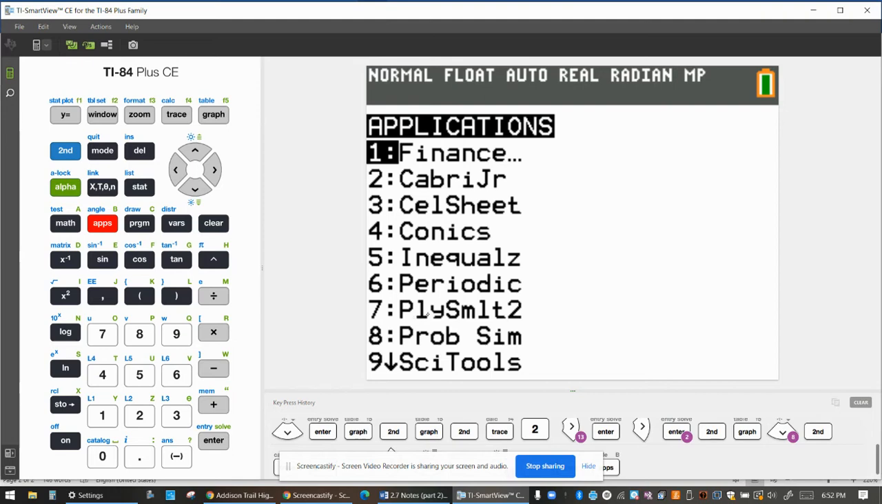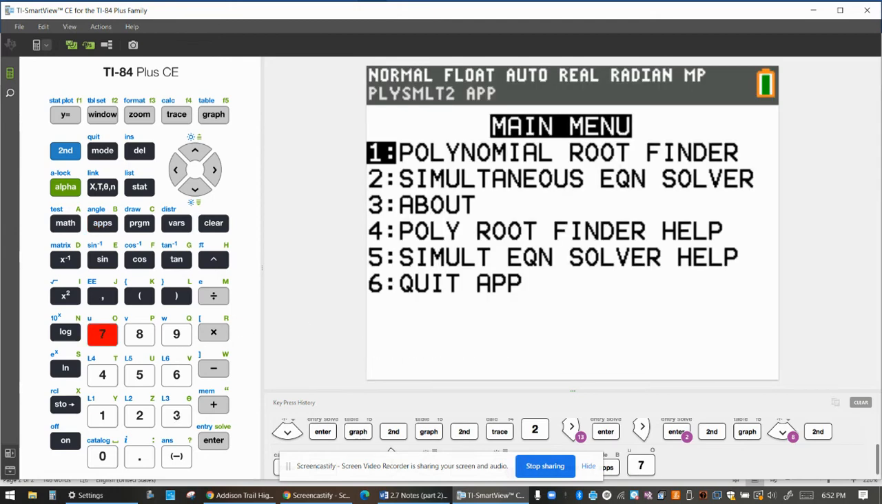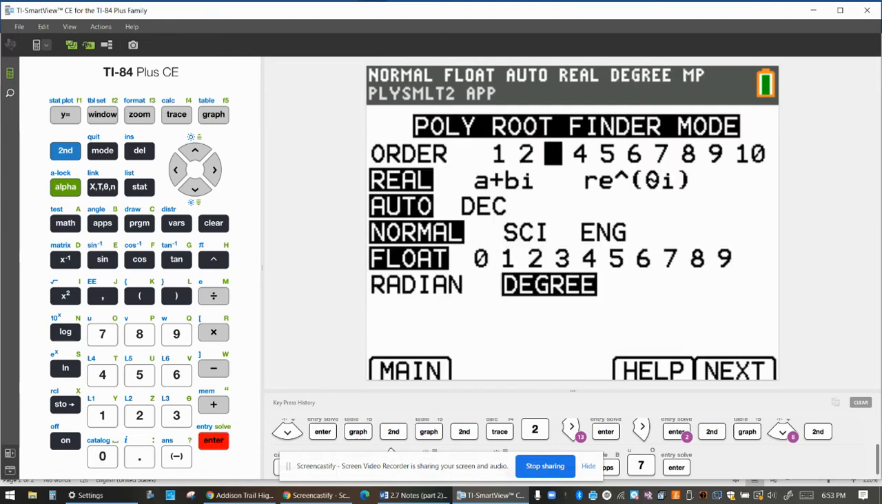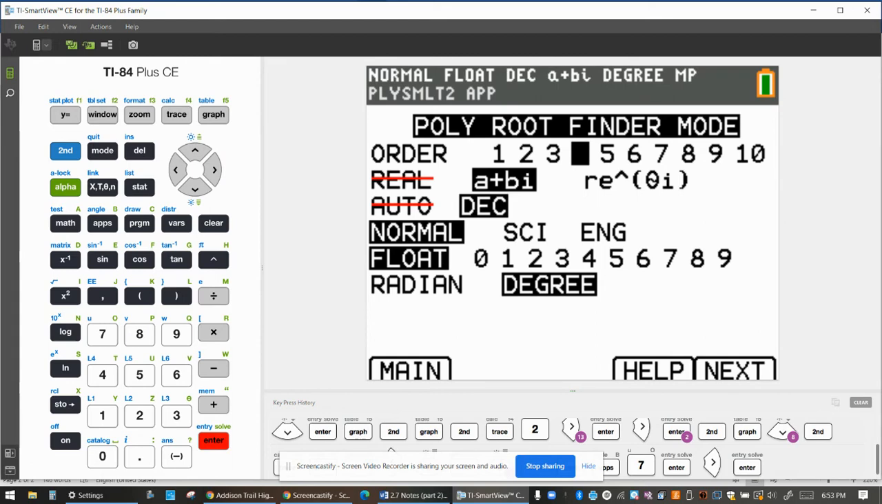Okay, now you might have the PolySMLT or PLYSMLT2. So mine is option number 7. Now what I want to do is find the roots, aka the zeros. So I'm going to go to Polynomial Root Finder, option 1. And it's asking you, what is the order? What's the highest degree of your polynomial? Mine is a quartic, so I'm going to select the 4 by just hopping over with my arrows and pushing enter.